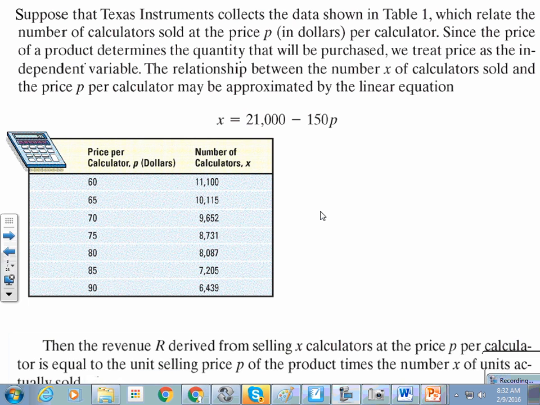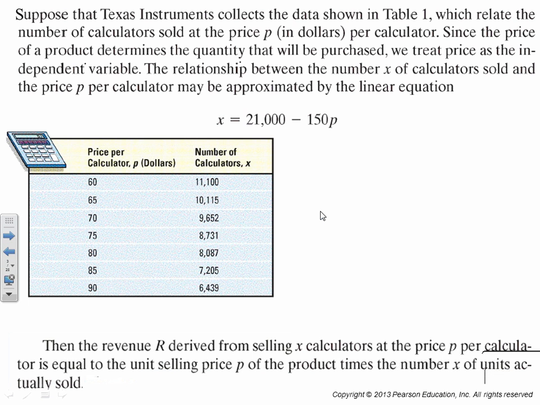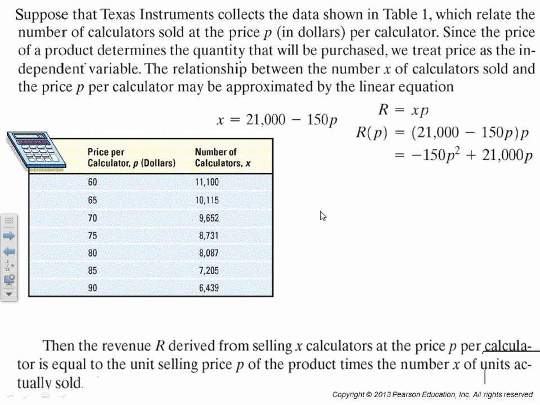So 11,160. That would be for that amount. But we are going to have a revenue value that is generic for all amounts of calculators we produce. So if revenue is the price P times the amount sold x, R of P, we're going to replace x with 21,000 minus 150p. So x is now 21,000 minus 150p. And we're going to multiply that by P.